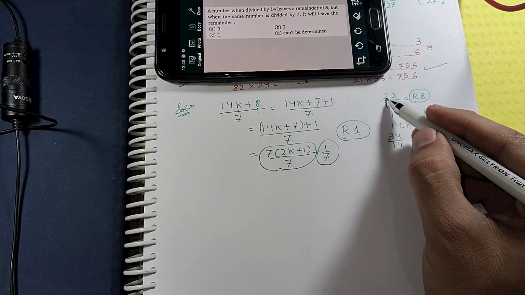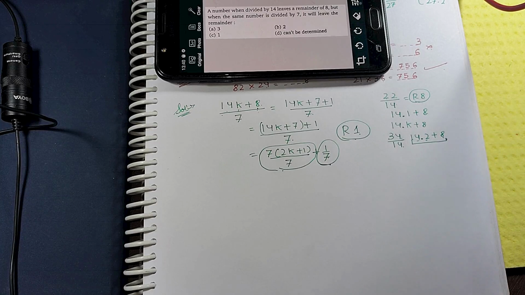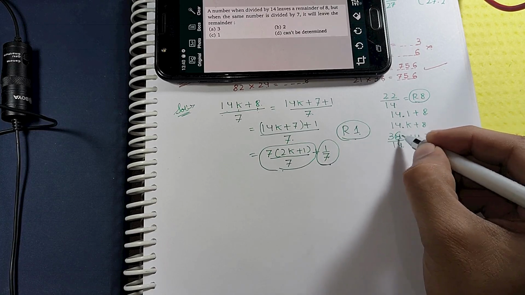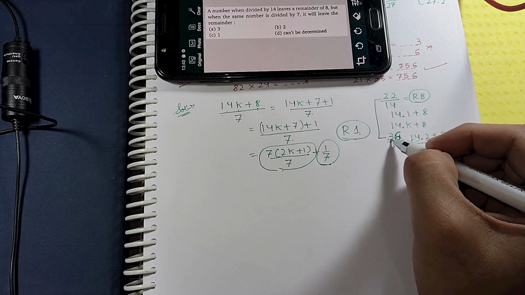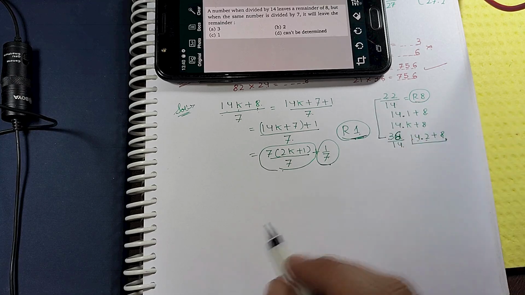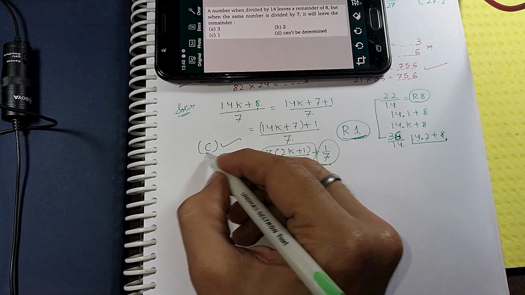So I have taken these two examples. Sorry, this example is 36 divided by 14. So in both the cases you see when it is divided by 7 it gives me a remainder 1. So remainder 1, option C is the right answer.